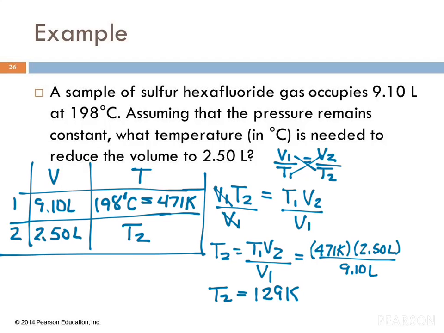So to take this to Celsius, we're going to subtract 273. We're going to end up with minus 144. Did I do that right? That's pretty cold.